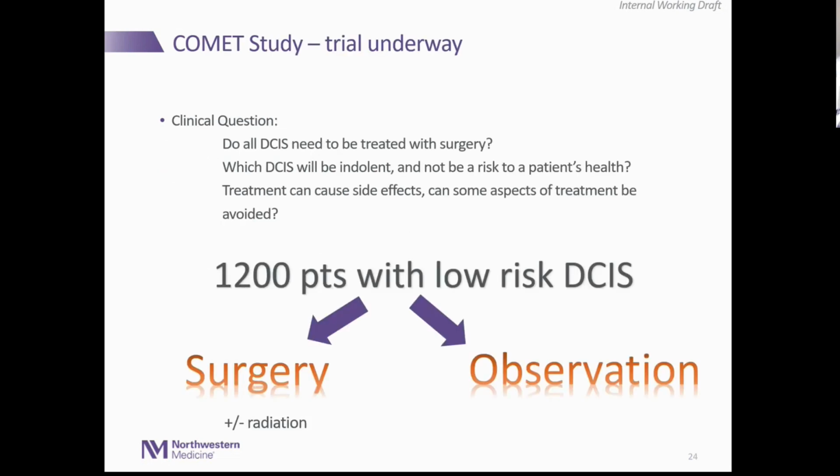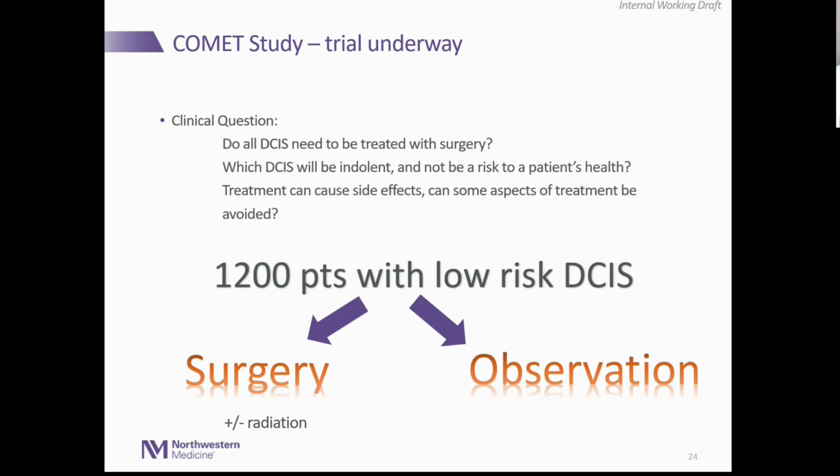So there are a few trials that are currently underway. I will say that the question about DCIS is ongoing. There's a lot of work being done, but we don't quite have results yet. This is one study called the COMET Study, and the clinical question here is, do all DCIS need to be treated with surgery? Which DCIS will be indolent and not be a risk to a patient's health? Because treatment, of course, can cause side effects, such as the radiation and surgery. So can some aspects of treatment be avoided?